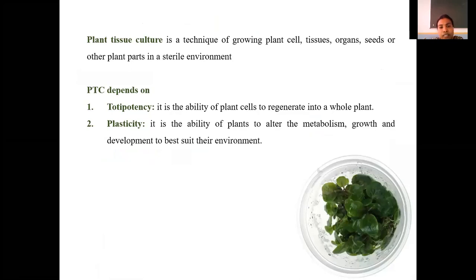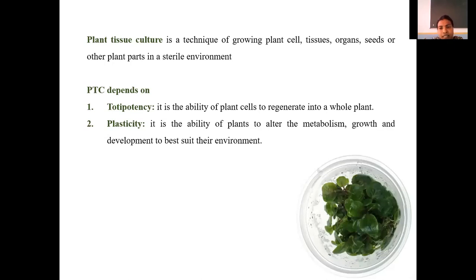One is totipotency. The actively dividing plant cells, what we call meristematic cells, have the capacity of totipotency. So each individual cell of highly meristematic nature can regenerate into a whole plant if you are providing proper nutrients in aseptic condition, especially in plant tissue culture.